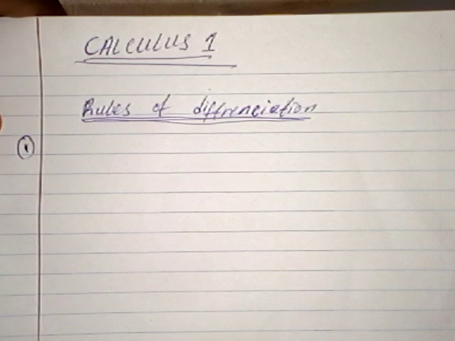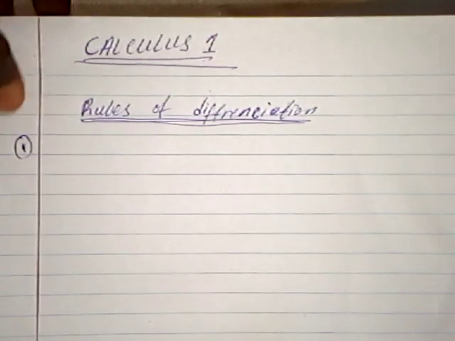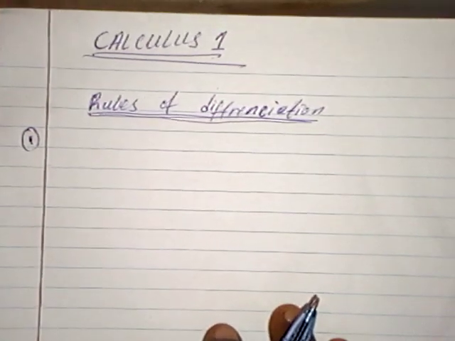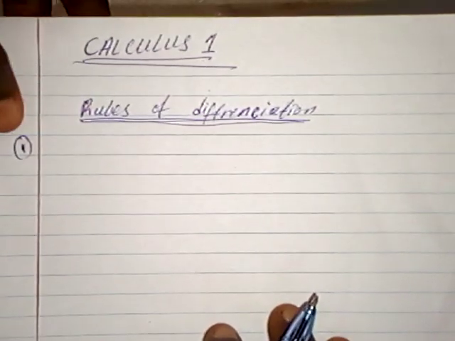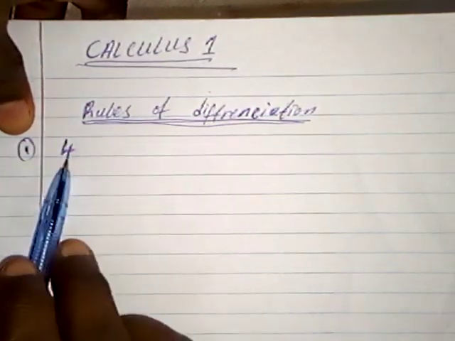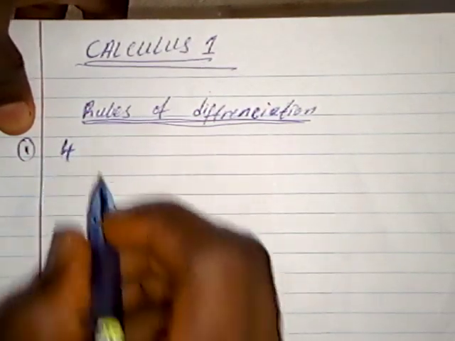The differentiation of a constant. What is a constant in calculus? A constant is what? A number, just a number. In other words, a number without a letter, right? This is a constant 4. So how can you differentiate a constant? We say the differentiation of a constant is what?